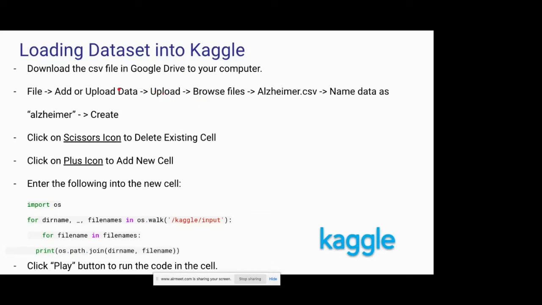Okay, once the CSV file downloads, in the Kaggle notebook you're going to click on File, and then click on Add or Upload Data. Then you're going to select Upload, and then select Browse Files from your computer. In your computer, you're going to select the Alzheimer's CSV that you downloaded. For convenience, you can name your data Alzheimer's or however you choose. And then you're going to click on Create.